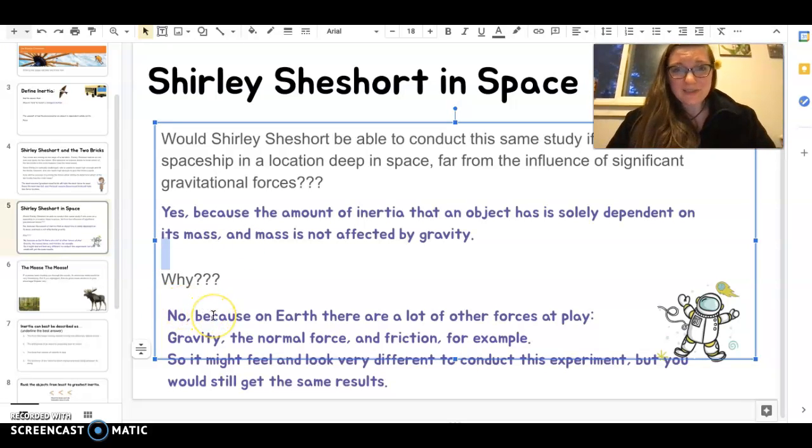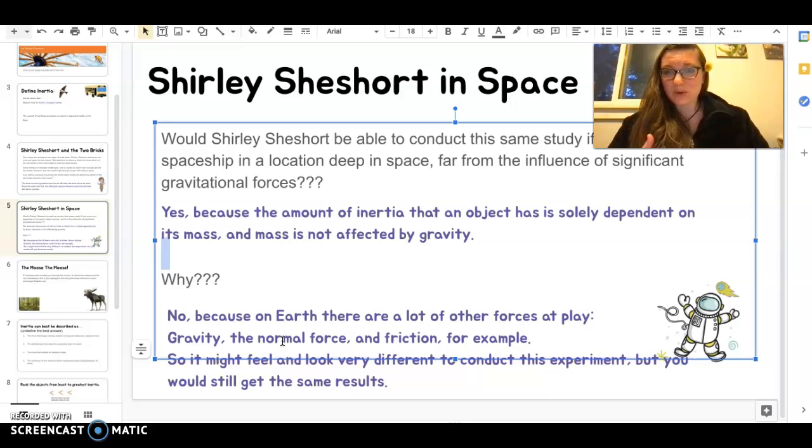But it would look a lot different than on Earth, right? Because on Earth, there are a lot of other forces at play. We've got gravity, we've got the normal force that's supporting it, we've got friction between the bricks and the table.